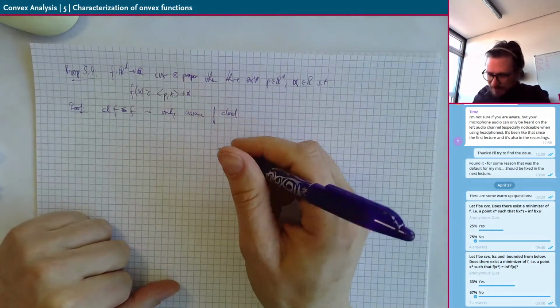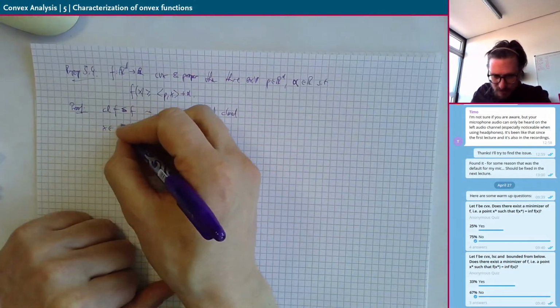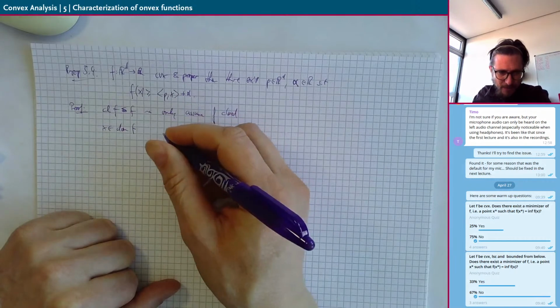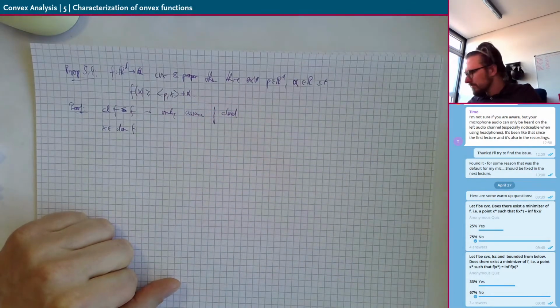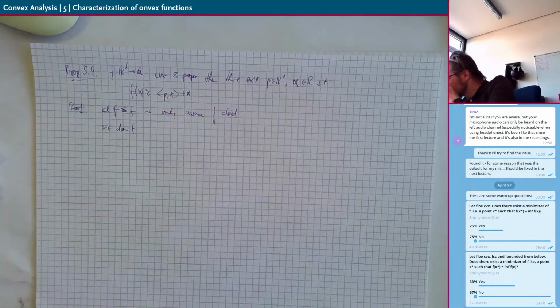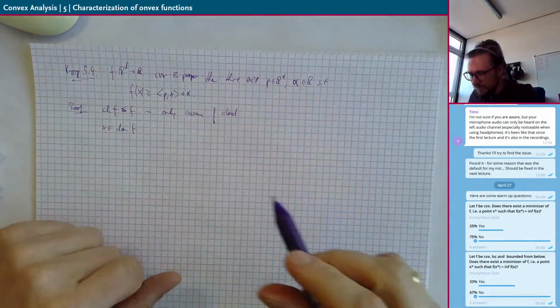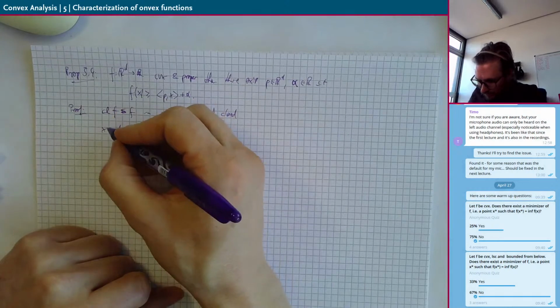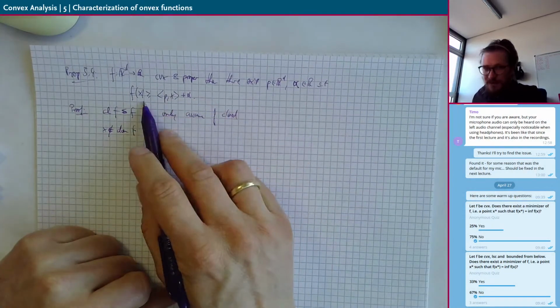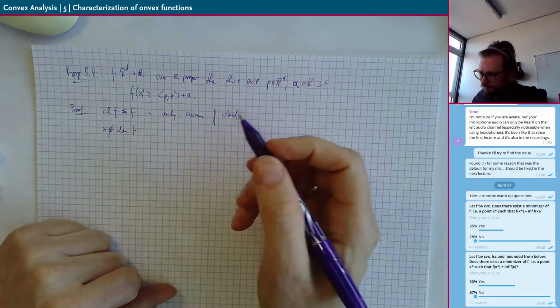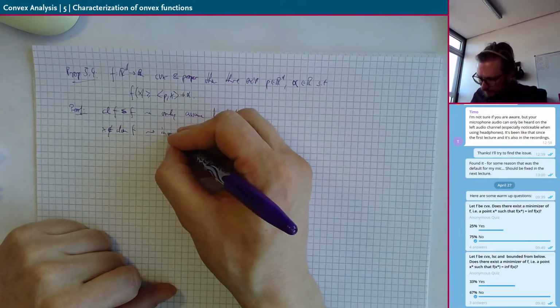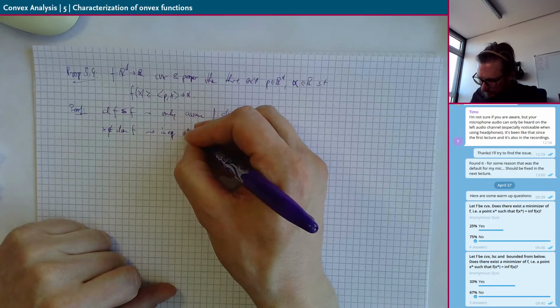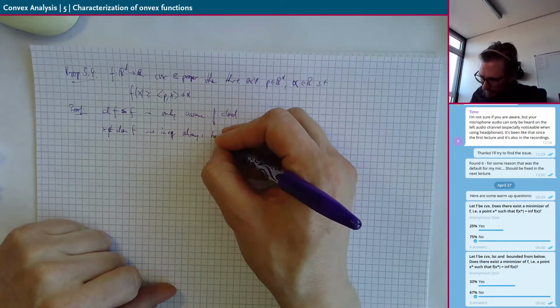Okay, and then if x is not in the domain of f, we always have this inequality. If x is not in the domain, it's always fulfilled because this is plus infinity. It always holds.